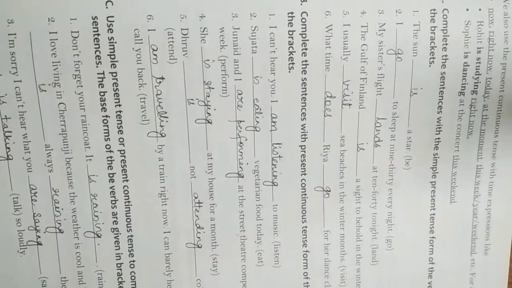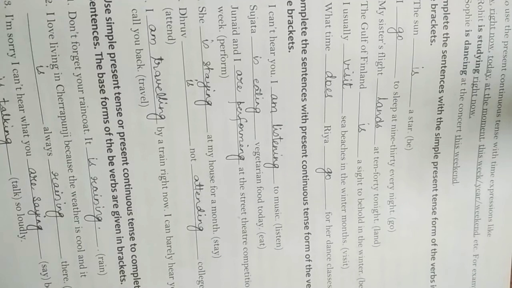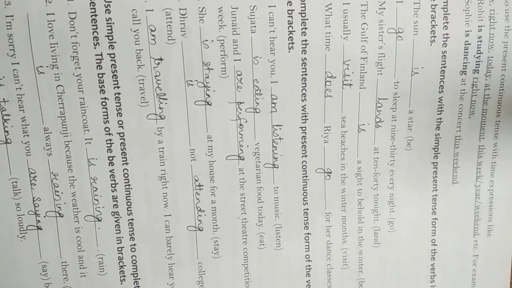Now see the C exercise, simple present tense or present continuous, either of the two. Number 1, don't forget your raincoat. It is raining. Number 2, I love living in Cherrapunji because the weather is cool.